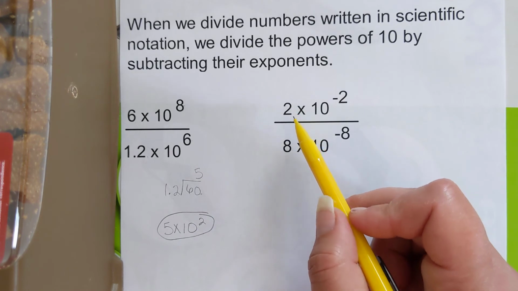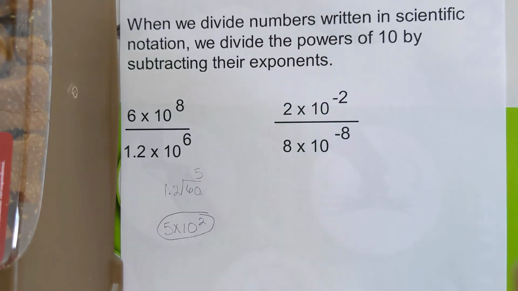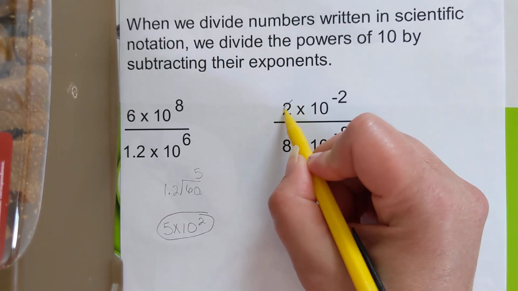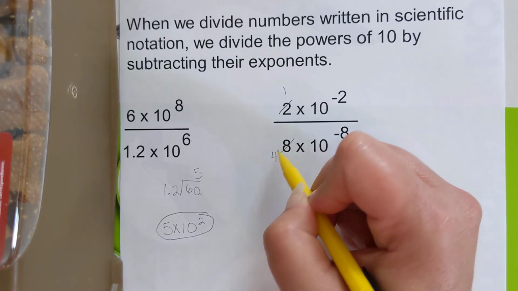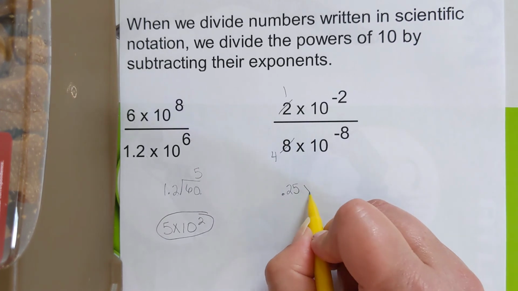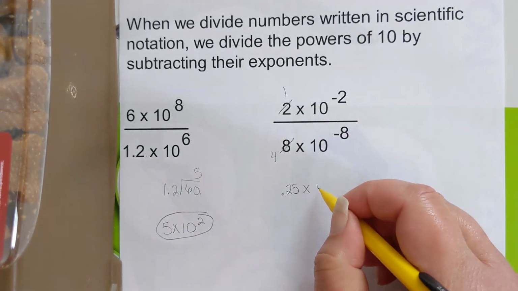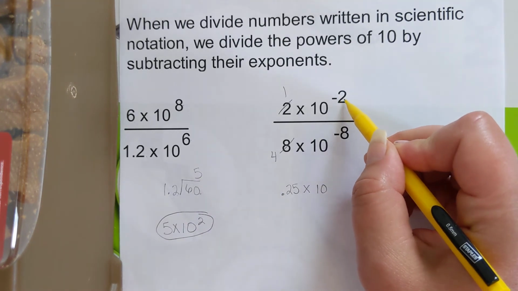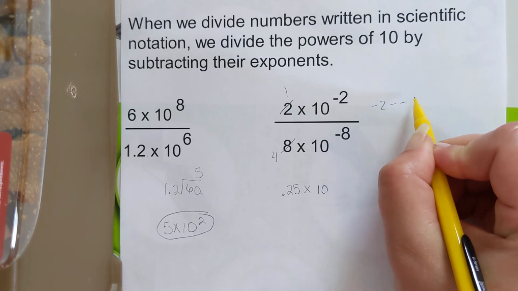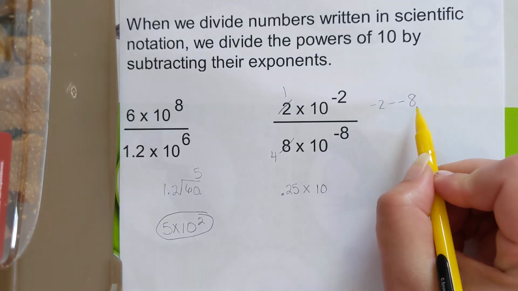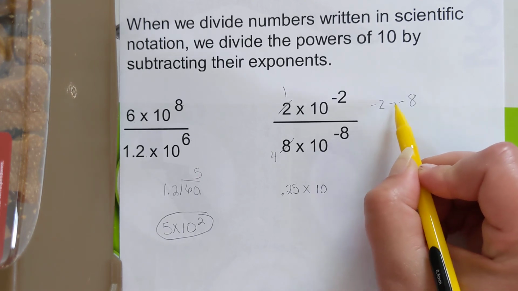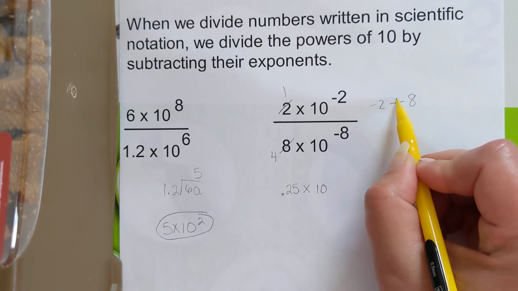Okay, let's look at this one. I have 2 times 10 to the negative 2 over 8 times 10 to the negative 8. So 2 divided by 8, or 2 over 8, well, that's the same as 1 over 4. So 1/4 is 0.25. So 0.25 times 10 to the... So I have negative 2 minus negative 8. So negative 2 minus negative 8. When you have those negatives in there, I suggest writing it out so it's easy to see. So I have negative 2 minus minus becomes a plus.